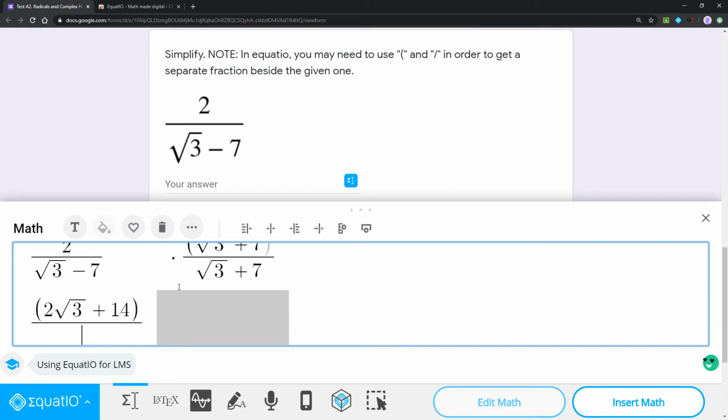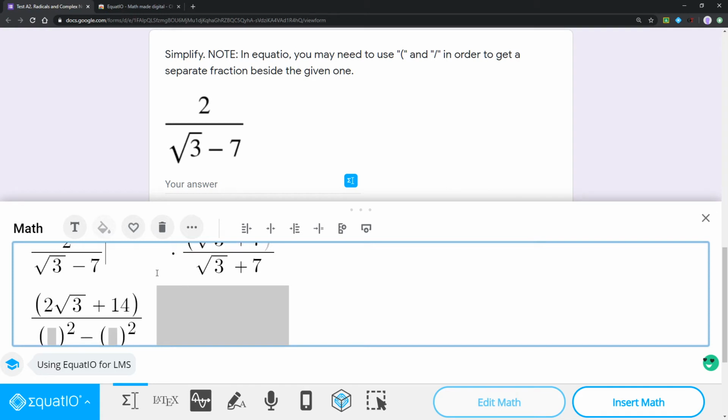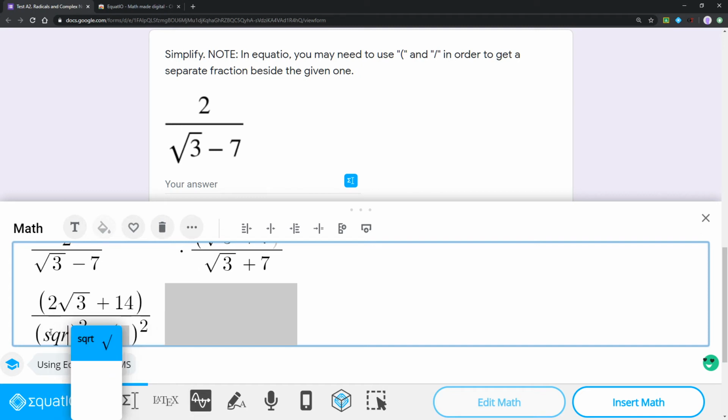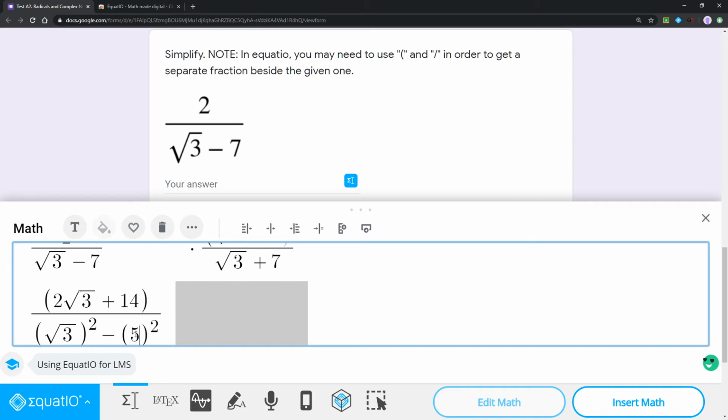Now, for multiplying these two conjugates, it's going to become the a squared minus b squared pattern is what ends up happening. And so, well, you wouldn't have had to write it this way, but technically this is what's occurring. And so the a would have been the square root of 3 here. So square root 3. And the b would have been the 7.